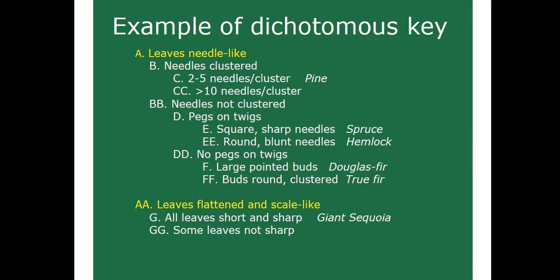Here's just an example of a dichotomous key. Take a moment to look over it. This is a very simple example, and in this case we're looking at conifers, and A is leaves that are needle-like, AA leaves that are flattened and scale-like. So just look over that for a second. This will help you to maybe look at some of the things that we've already looked at again.